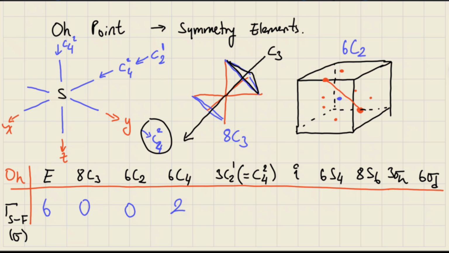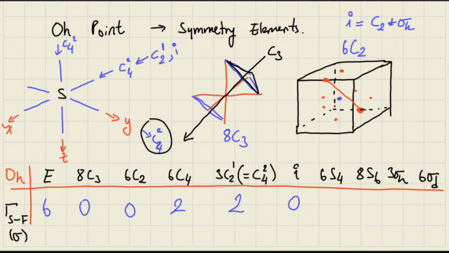So again the answer should be 2. We have an inversion. Inversion is again from here. If you apply it, it should be 0, since after the application of the sigma h, so you know the inversion operation is C2 times sigma h. So there's a plane. After the operation of the plane, bond positions will change, therefore it is 0.